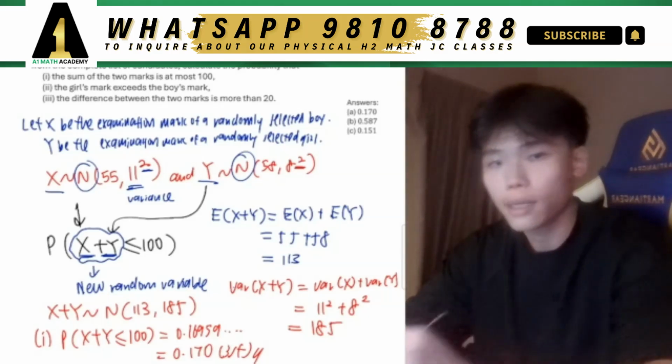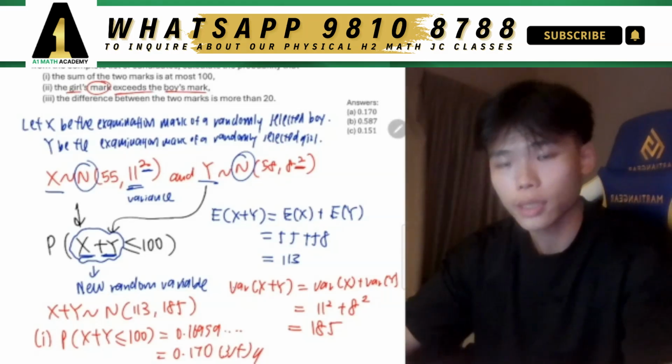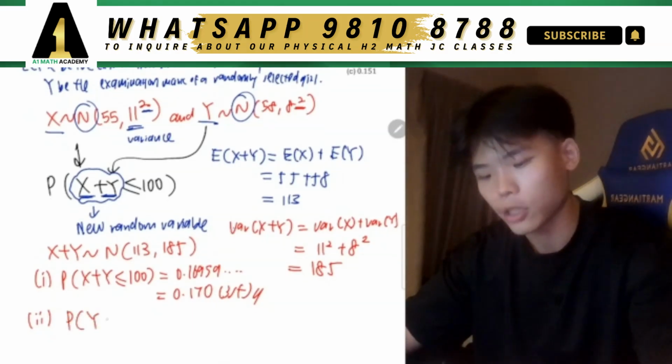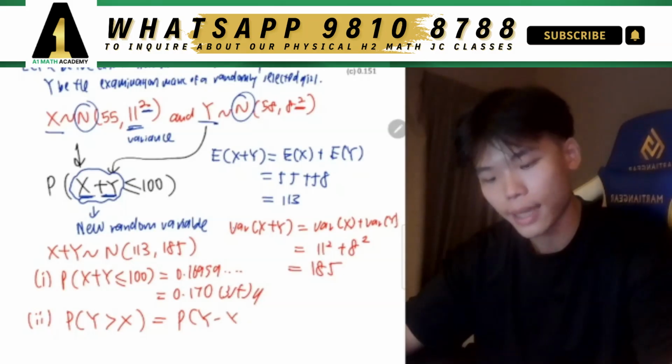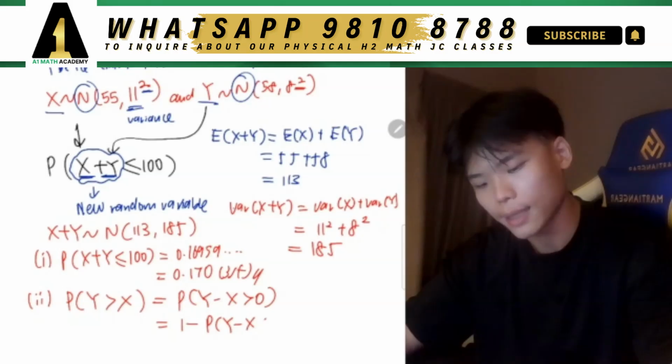Okay, so for part II, the girl's mark exceeds the boy's mark. So in this case, that means that the Y value is bigger than X, right? So P(Y is bigger than X). This is the same as saying Y minus X is bigger than 0, right? Which is also the same thing as saying 1 minus P(Y minus X is less than 0), right?